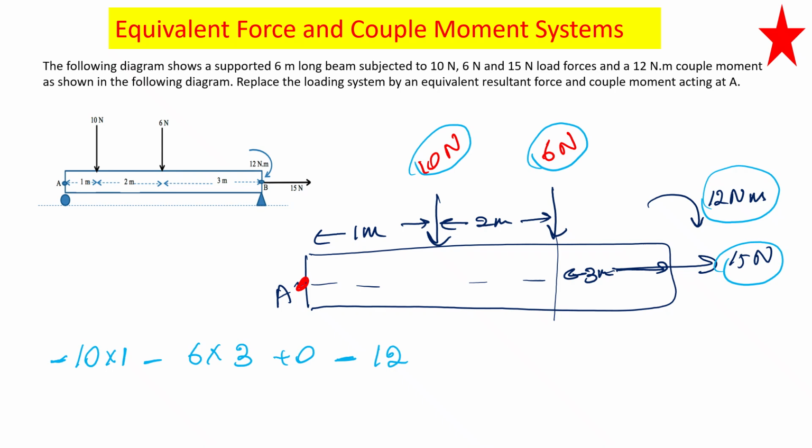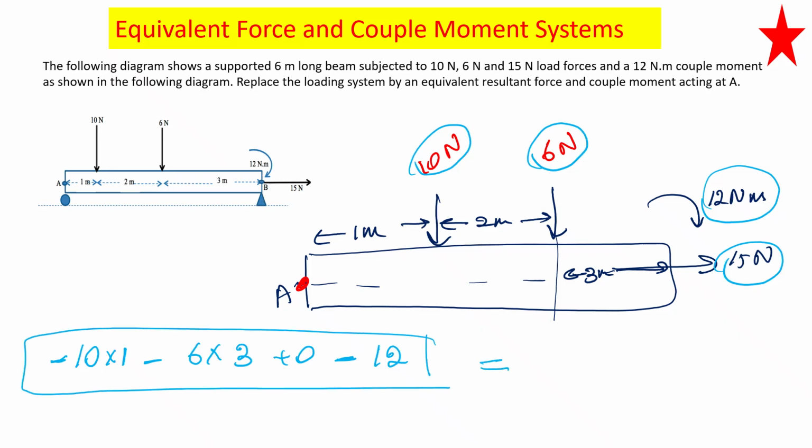Okay, so you don't have to consider the distance for the moment. It's already a moment, so you don't need to multiply that by a distance. So when you add all this together, what? Minus 40. Yeah, minus 40. Okay.